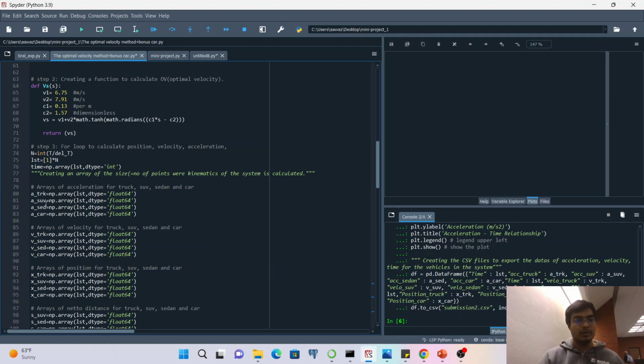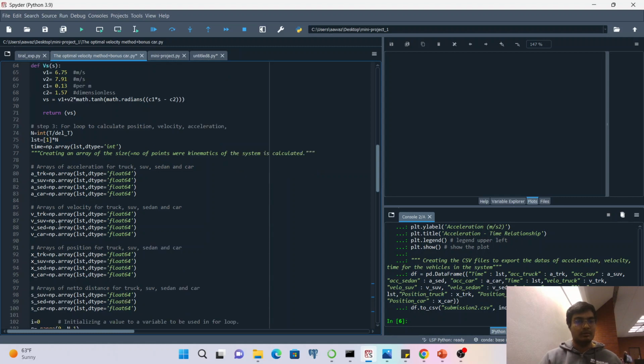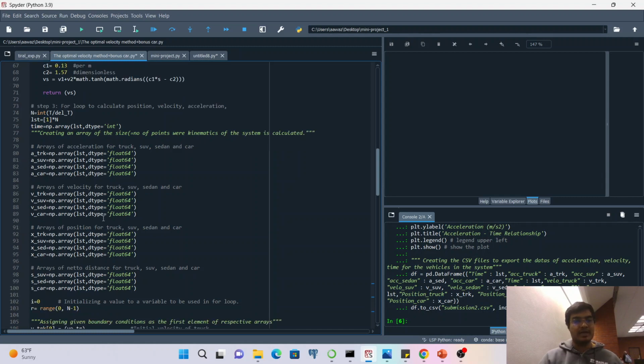First, the acceleration arrays of truck, SUV, sedan and car can be written like this. They must be float64, that's why they hold decimal values. The same goes for the arrays for velocity of truck, SUV, sedan and car. They are also float64. They all take their size from here, which is a multiplication with the integer we defined, total time upon unit time.